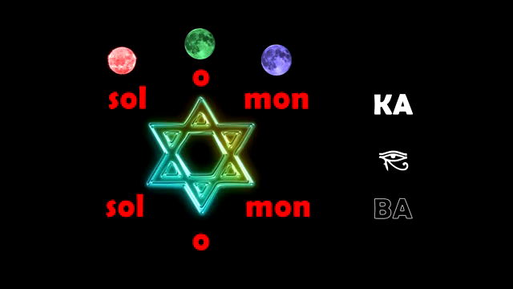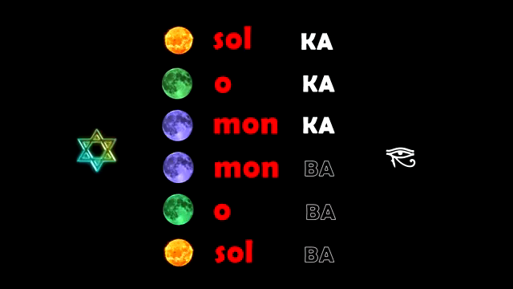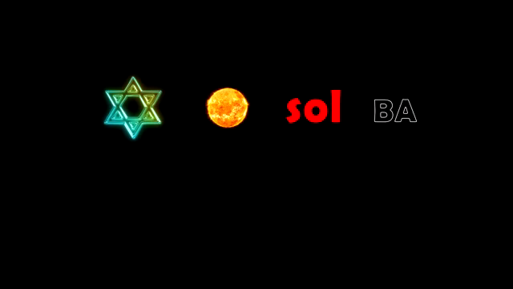Let's copy the Solomon system and give it a right turn. That would give you 7 days of the week. Sol-Ka, O-Ka, Mon-Ka. Then you would go to the underworld, Mon-Ba, O-Ba and Sol-Ba. And the 7th day would be the day of Ra. So the 6th day of the week would be the Sol-Ba or the Sha-Ba.